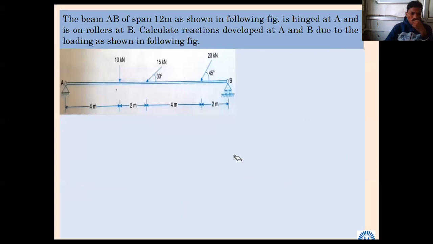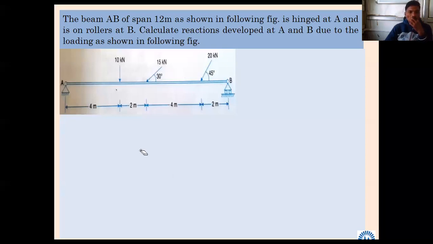Who will read this problem statement? Sir, I will. Pratik. Okay, who wants to read? Rutuja. Okay. Beam AB of span 12 meter as shown in the following figure is hinged at A and is on roller at B. Calculate reactions developed at A and B due to the loading as shown in the following figure.